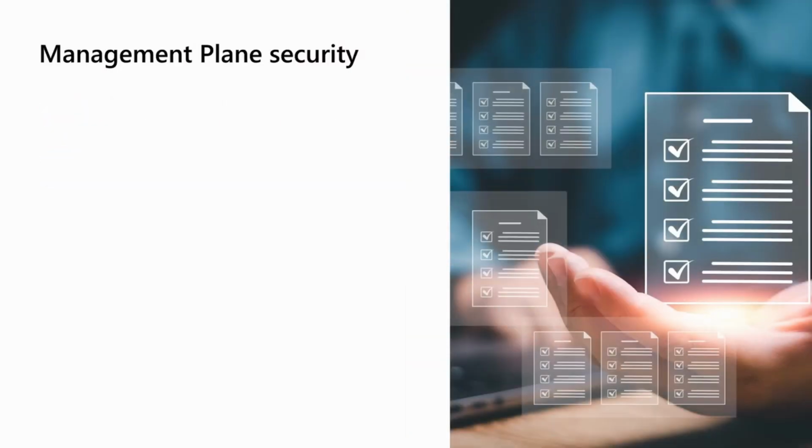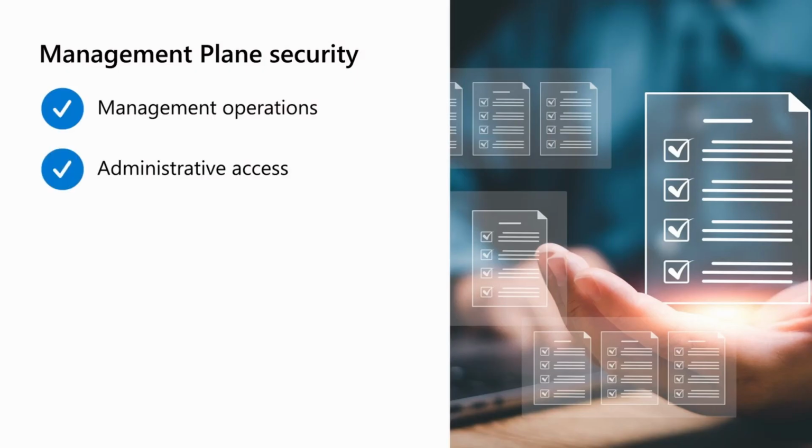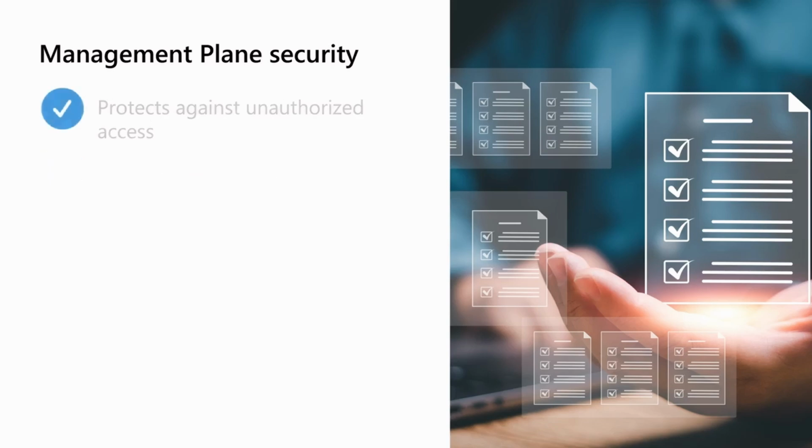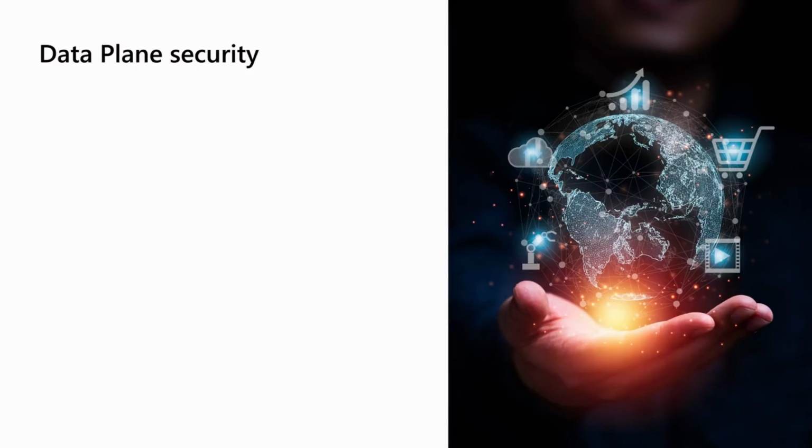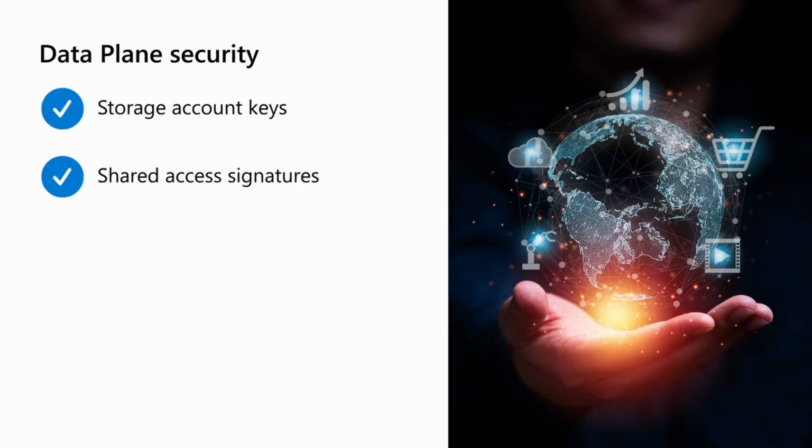Let's examine two more storage security concepts: management plane and data plane security. Management plane security refers to securing the management operations and administrative access to Azure storage resources. It involves implementing strong authentication, access control, and monitoring mechanisms to protect against unauthorized access and ensure proper governance. Data plane security focuses on protecting the data objects, such as blobs, stored within Azure storage accounts. You achieve data plane security using features such as storage account keys and shared access signatures.